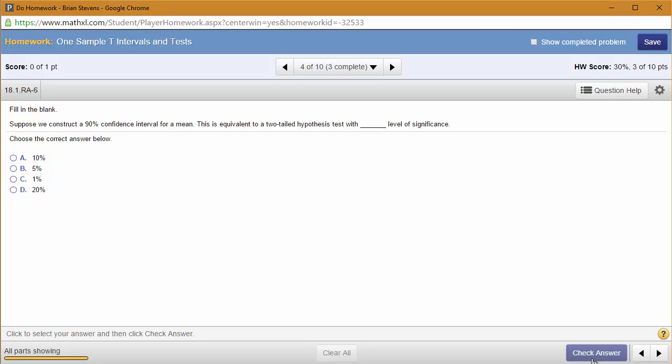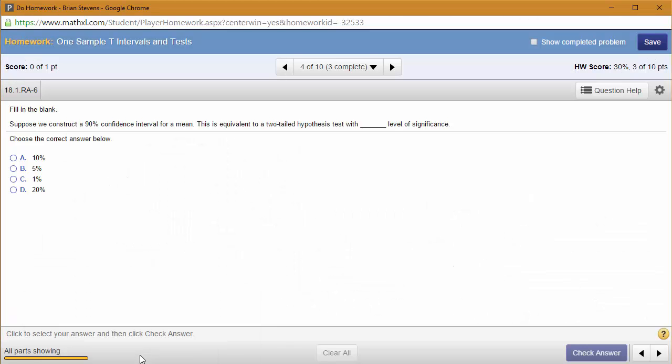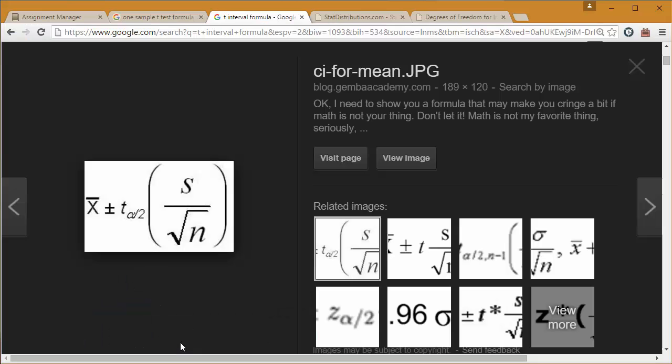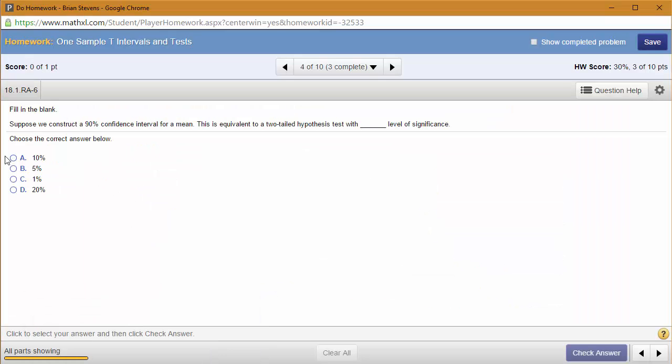So next, suppose we construct a 90% confidence interval for a mean. This is equivalent to a two-tailed test with which level of significance? Some great stuff to look at here. We can go back and think about it for a moment. Let's say we construct a 90% confidence interval. If we were to run a test, generally we think about the test being two-tailed with alpha levels on the outside. And if you take a look, 90% on the inside is 10% on the outside. So nice and easy there. They correspond and would be doing the same exact thing. So you'll get the same results.